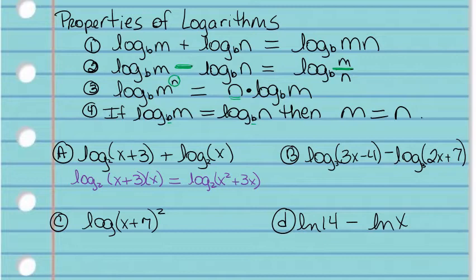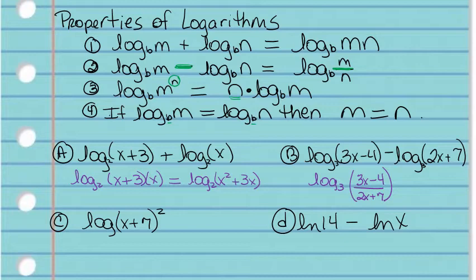For part B, or example B, we're going to do division. So that would be log base 3 of 3x minus 4 over 2x plus 7. We're allowed to do that, so we only have a single logarithm.